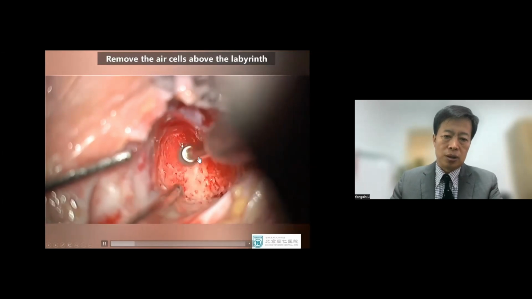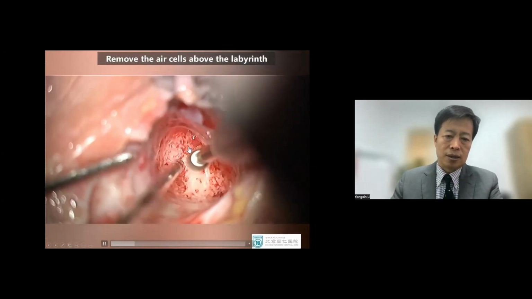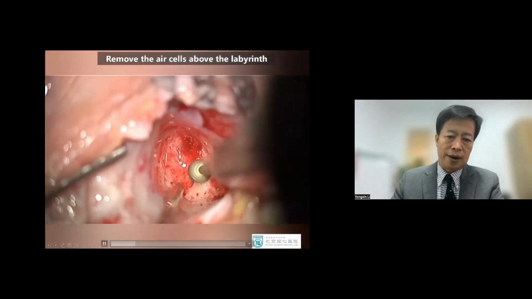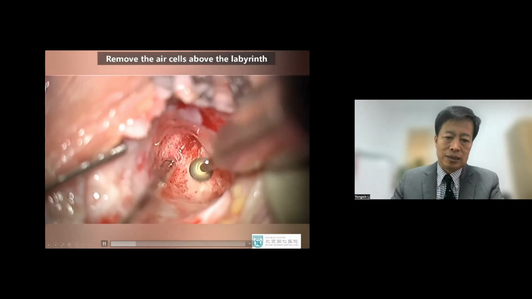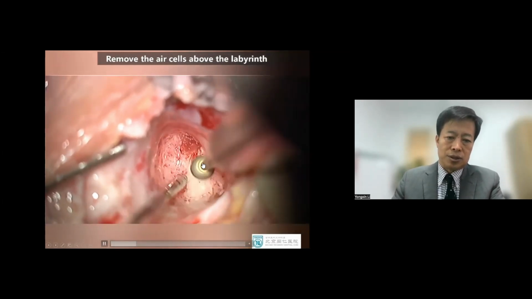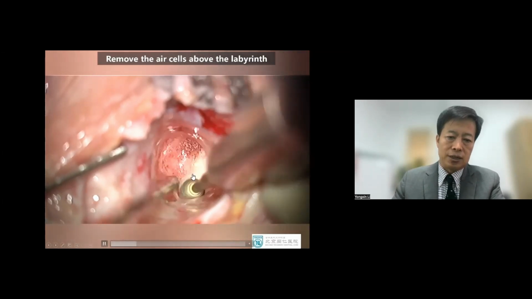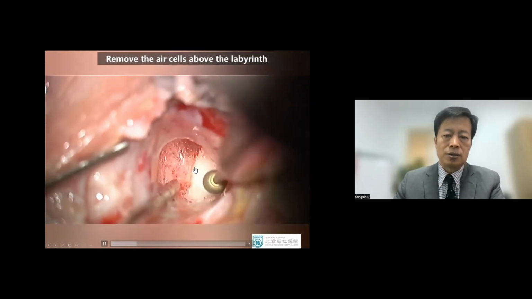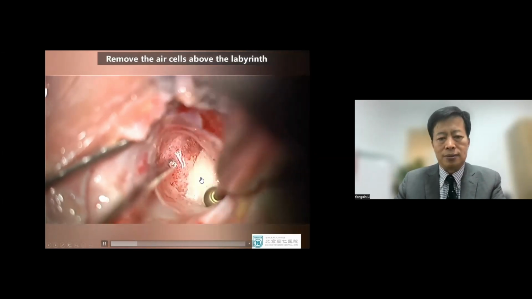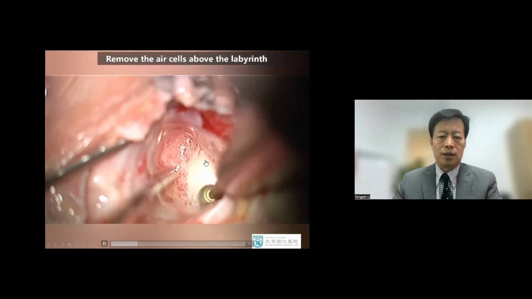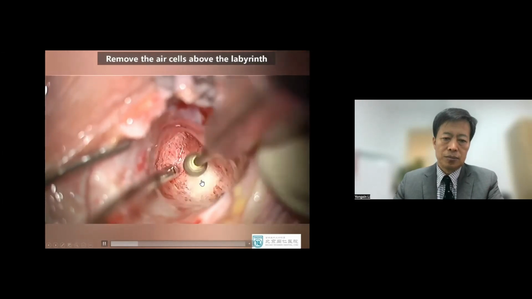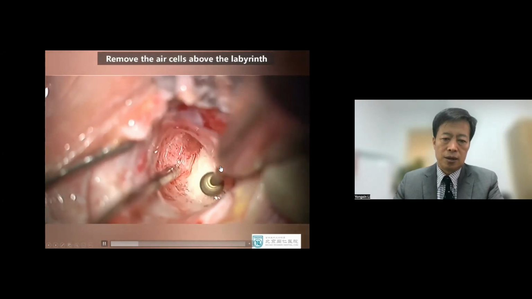Now we try to skeletonize the common cavity and remove the bone. We use a diamond drill to skeletonize the common cavity, just like the lateral semicircular canal. We make some blue lines and try to open the cavity. Yeah, this is the cavity.